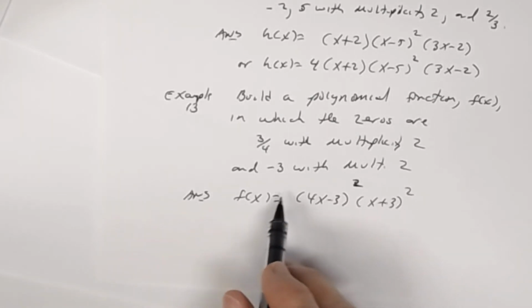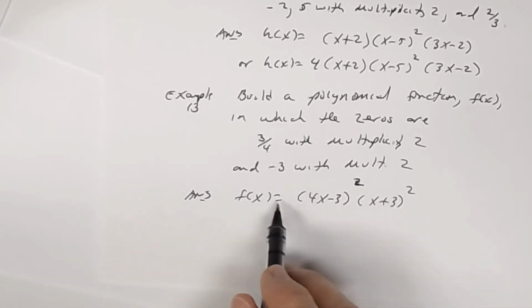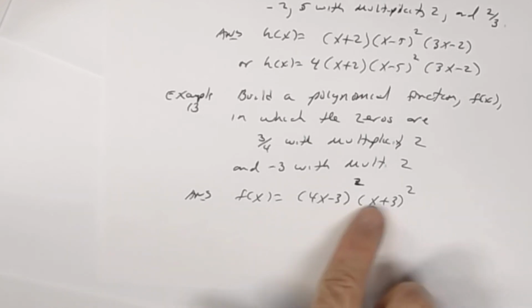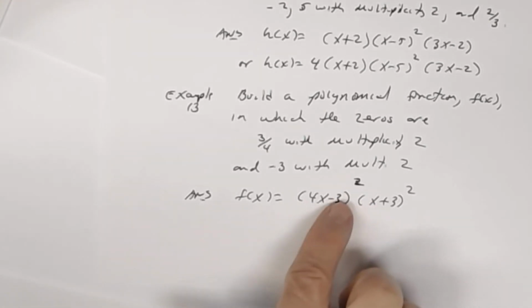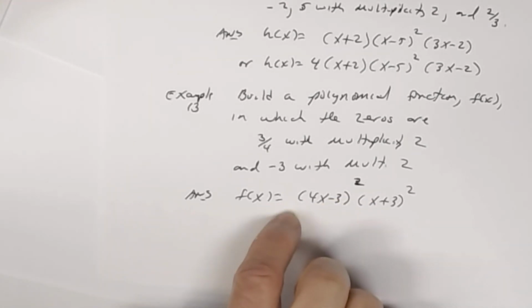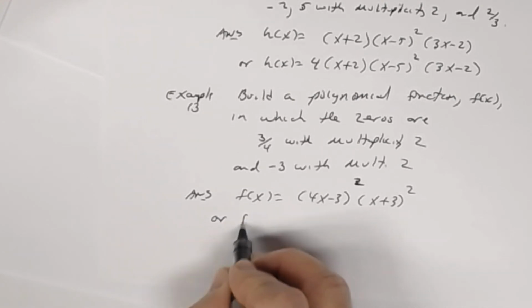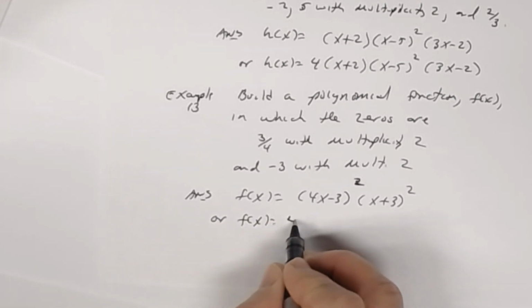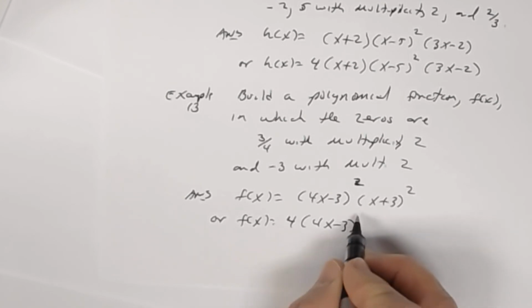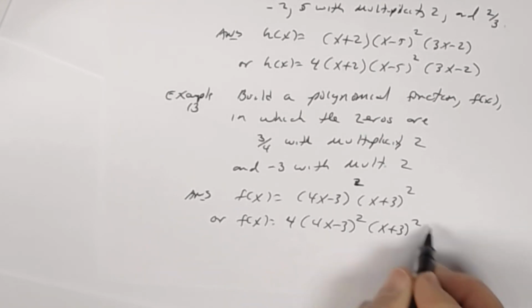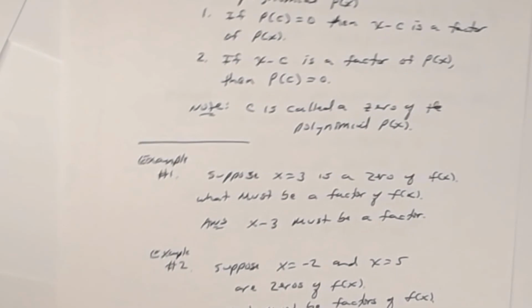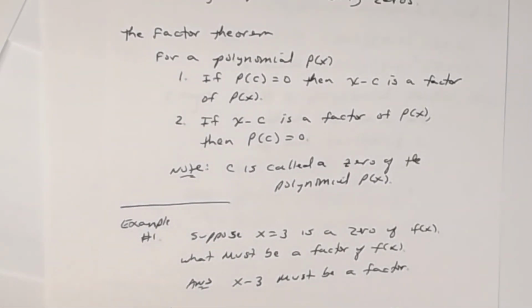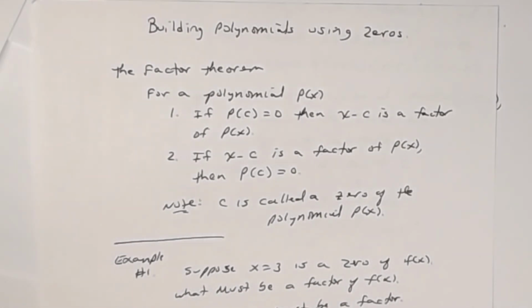But remember, you have an infinite number of answers here as long as the factors are the same with the exponents being the correct exponents, and you could change the coefficients to whatever you want. So someone else could have said f of x equals, let's say 4 times 4x minus 3 squared times x plus 3 squared. All right. Okay, so that is the lesson on building polynomials using zeros.